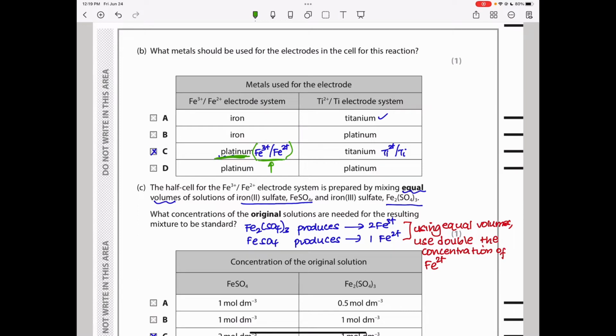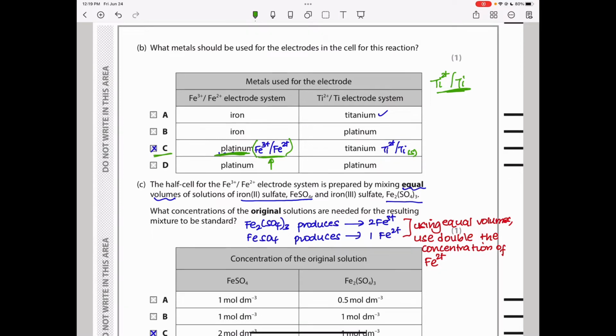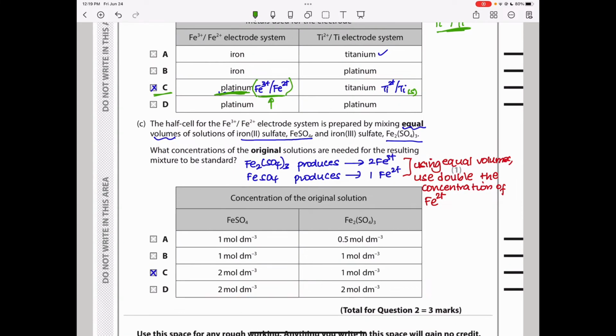And then on the other side, we have titanium 2 plus and titanium. Here we can use titanium metal as the electrode because of course we do not have different ions, we just have one ion and then the titanium solid. So the answer here should be C. When we go on, they say the half cell for the iron 3, iron 2 electrode system is prepared by mixing equal volumes of solution of iron 2 sulfate and iron 3 sulfate.